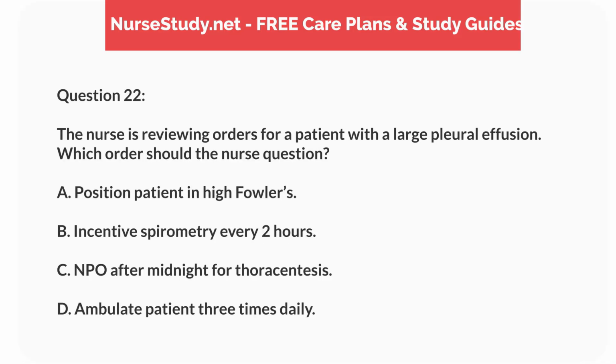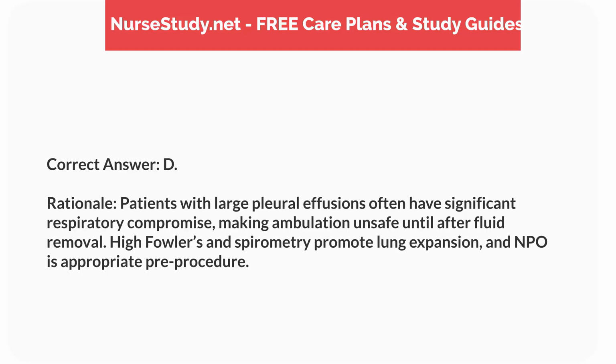Question 22. The nurse is reviewing orders for a patient with a large pleural effusion. Which order should the nurse question? A. Position patient in high Fowler's. B. Incentive spirometry every 2 hours. C. NPO after midnight for thoracentesis. D. Ambulate patient 3 times daily. Correct answer, D. Rationale: patients with large pleural effusions often have significant respiratory compromise, making ambulation unsafe until after fluid removal. High Fowler's and spirometry promote lung expansion, and NPO is appropriate pre-procedure.